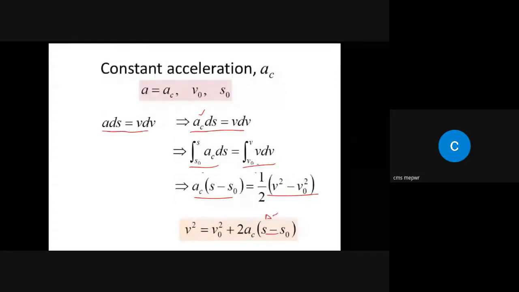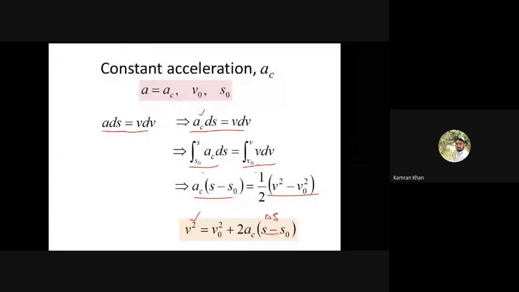This is the same equation as Vf squared minus Vi squared is equal to 2aS. Over here, instead of delta S, we put S minus S naught. If you move the initial velocity to the other side to find the final velocity, we get this equation, which is the third equation of motion.